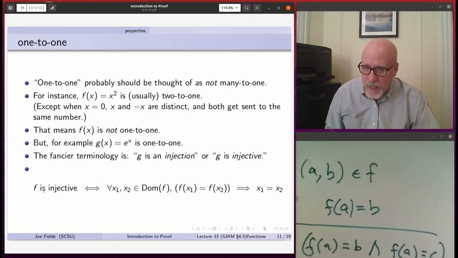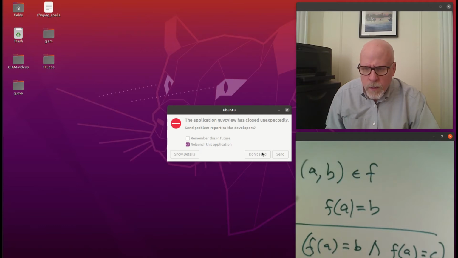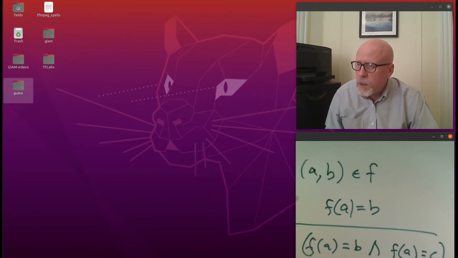Here's the official definition. F is injective if and only if for every pair of things in the domain, if f sends them to the same place, that is, if f of x1 is equal to f of x2, well, that implies that x1 literally is equal to x2. Another one of these definitions that forces itself to be true vacuously when it is true. That's the horizontal line test, by the way, if you've played with horizontal lines before. Oh, I've got an error. Maybe that's why I was having trouble with Desmos.